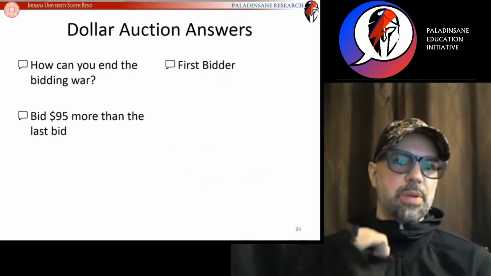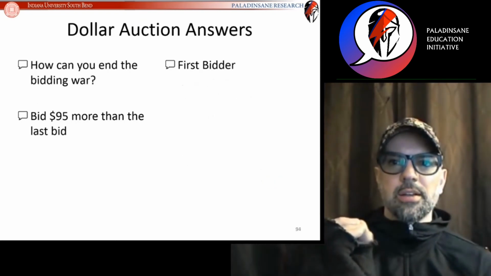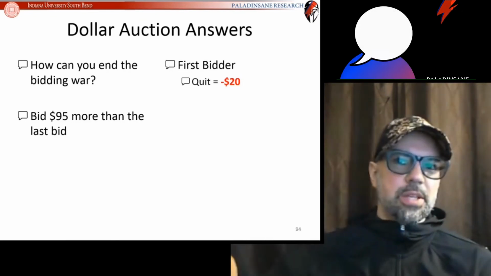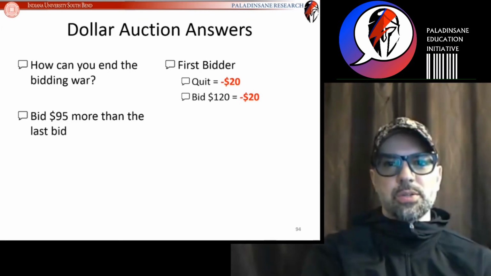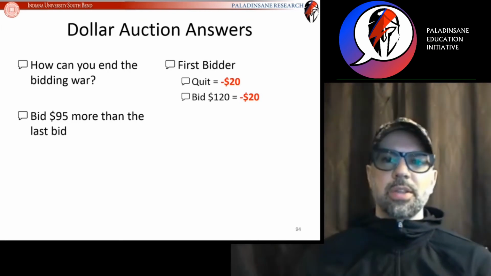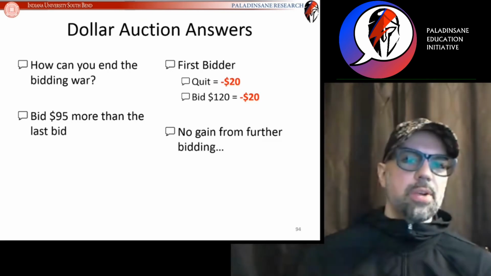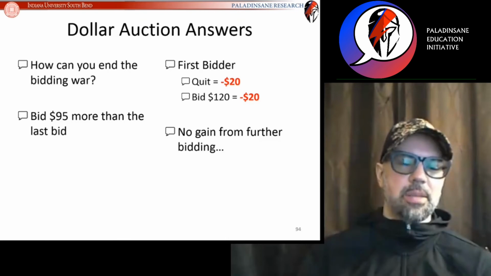So what is the first bidder's decision now? Well, if they quit, they're going to be out the $20 that they just bid. But notice that if they come over the top, they're going to bid $120 and they're still going to lose $20. So there's no gain from any further bidding. So if you go $95 higher than the last bid, you can put an end to the bidding.